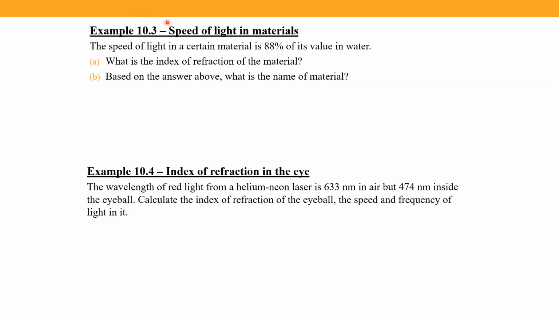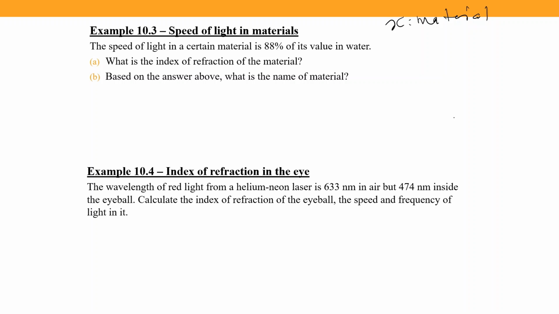Next example, example 10.3, speed of light in materials. The speed of light in a certain material is 88% of its value in water. What is the index of refraction of the material? Based on the answer above, what is the name of the material? So let's say that X is the material, that is the unknown material.